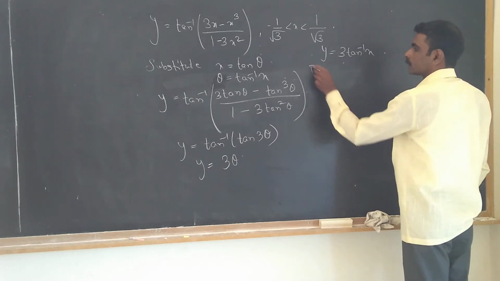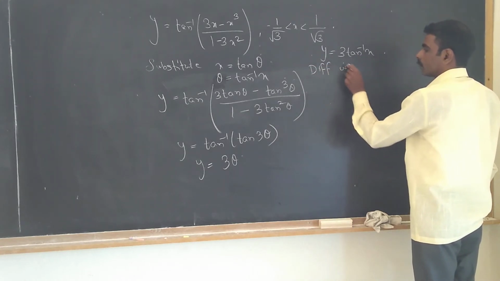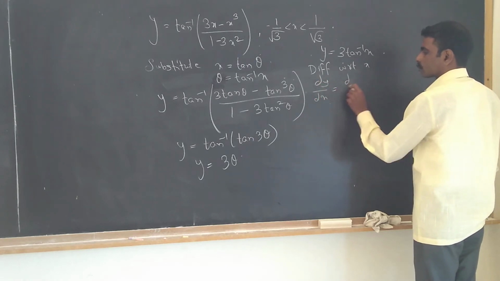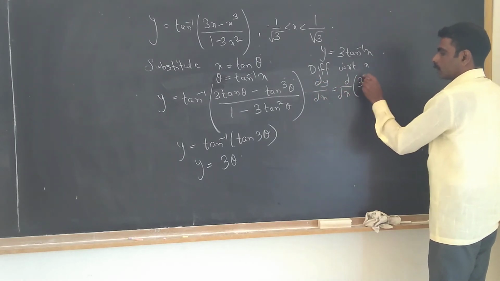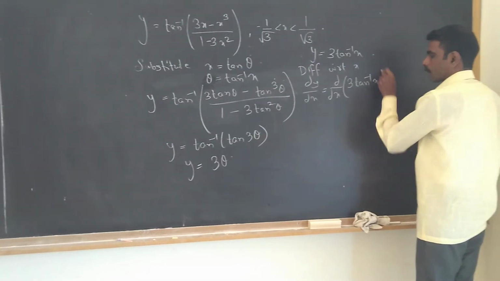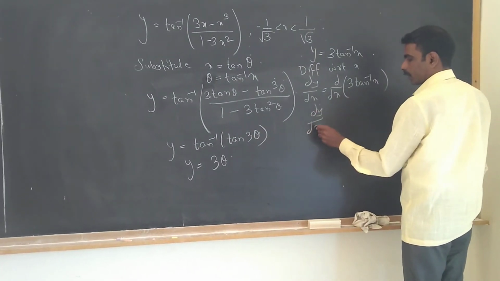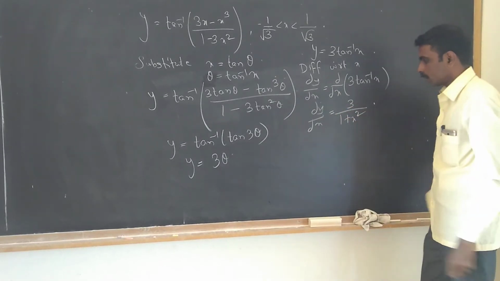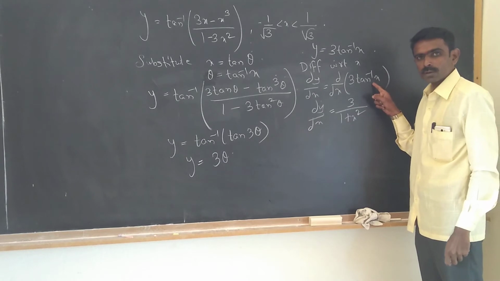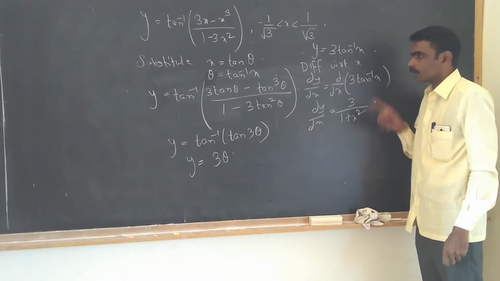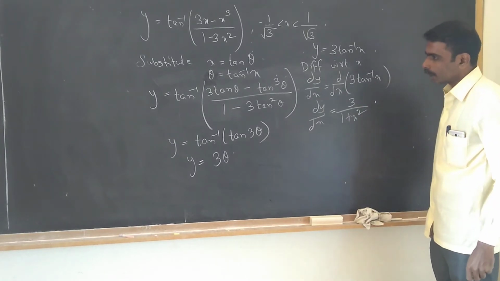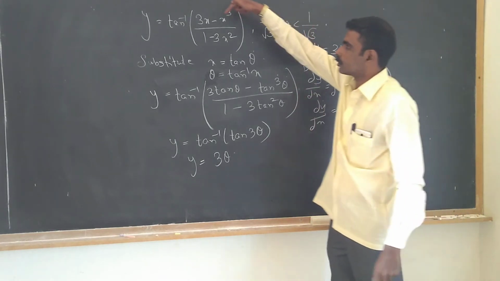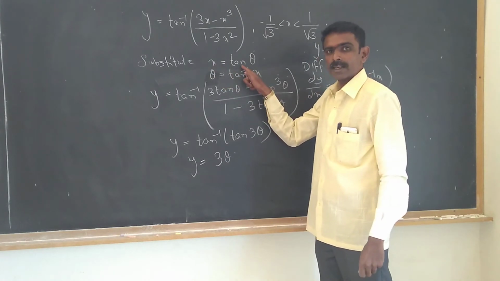Now here I will be differentiating. Differentiating with respect to x, we get dy by dx equals d by dx of 3 tan inverse of x. So dy by dx will be equal to 3 divided by 1 plus x square, because the derivative of tan inverse of x is 1 divided by 1 plus x square. Remember, here we have applied the formula.